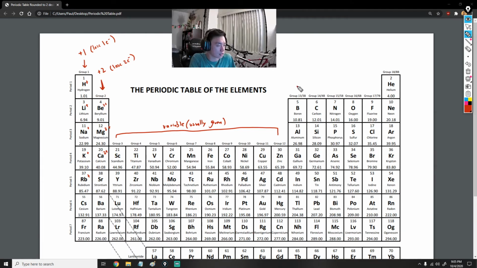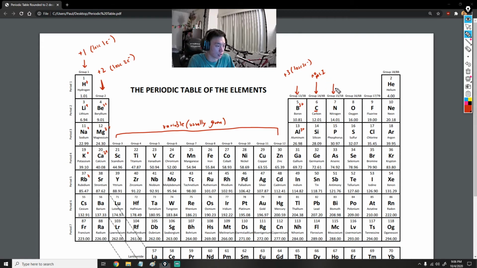Now, if you look at this column right here, most of these elements are going to want to become 3+, which means they're going to want to lose 3 electrons. That means boron's going to want to become 3+, Al wants to be 3+, etc. Okay, this column right here, if you remember the example with carbon, these ones are going to have no MCI.